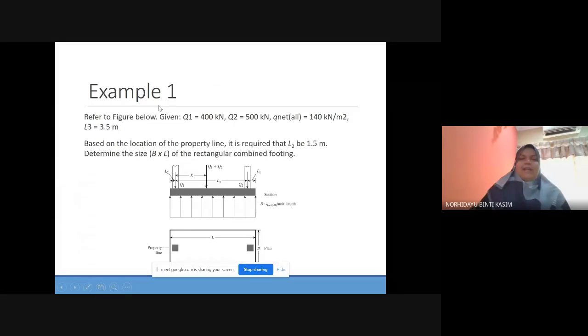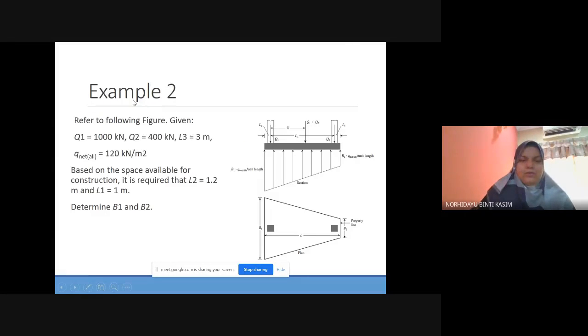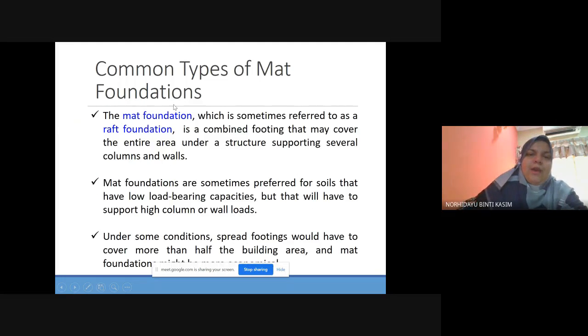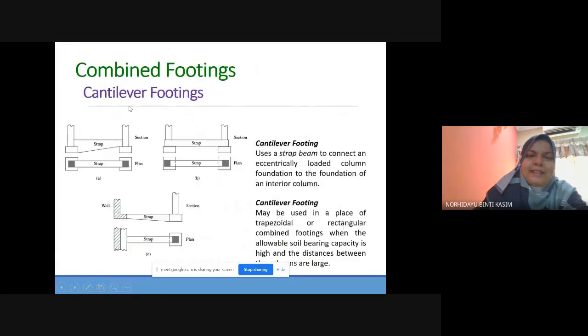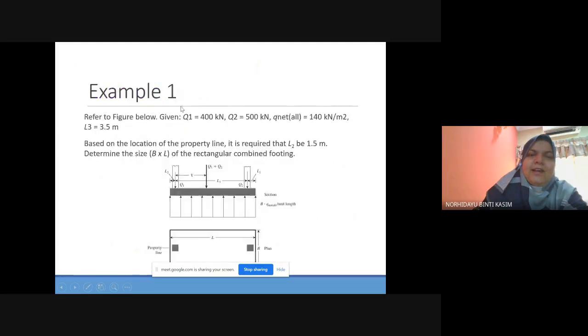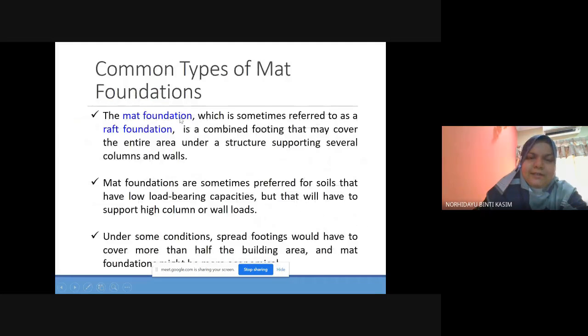Alright. So for example 1 and example 2, I will give them in a separate session. As with the previous lecture, I will give the examples in a separate session. Okay. Now we move to common types of mat foundation. Just now we learned about the combined footing. Now we move to the mat foundation itself.